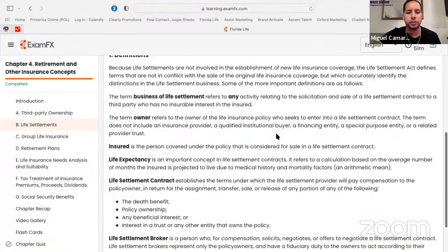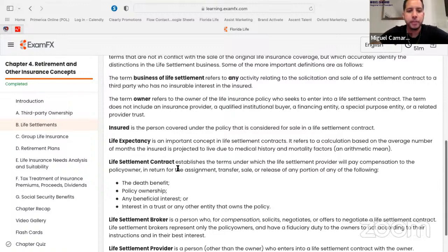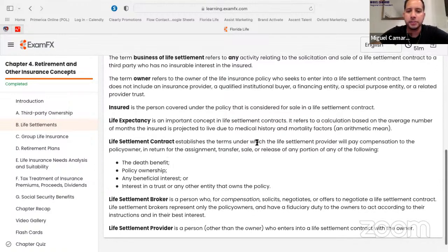Obviously, the insured is the person covered by the policy. Life expectancy: I think they're only going to look at someone's policy hoping this person is going to die soon. I don't know how long they'll want to take on that risk, but obviously they're going to give them that money. A life settlement contract establishes the terms in which the life settlement provider will pay compensation to the owner. Life settlement broker is a person who, for compensation, solicits. So this is the salesperson or the broker that actually finds the person who's willing to sell it.